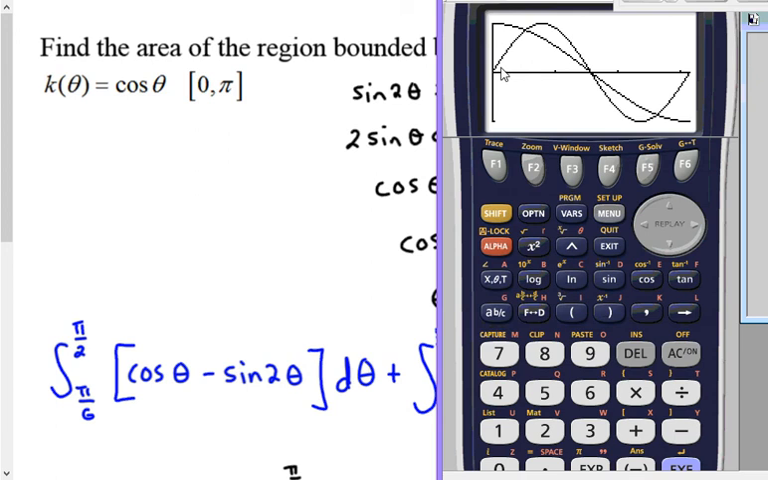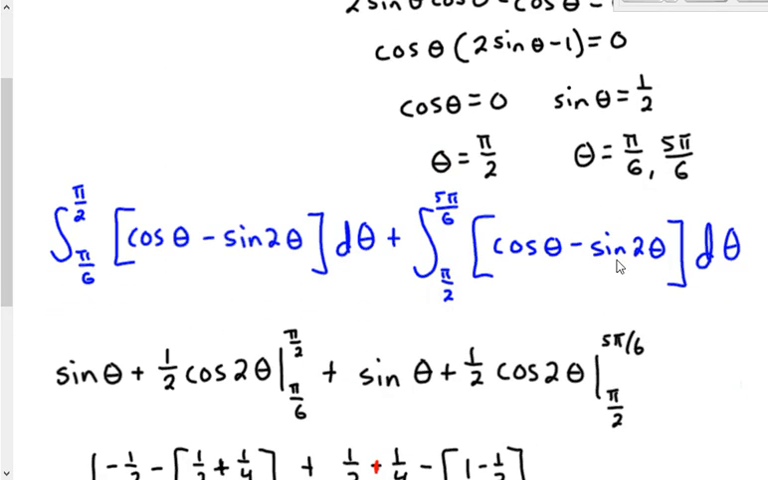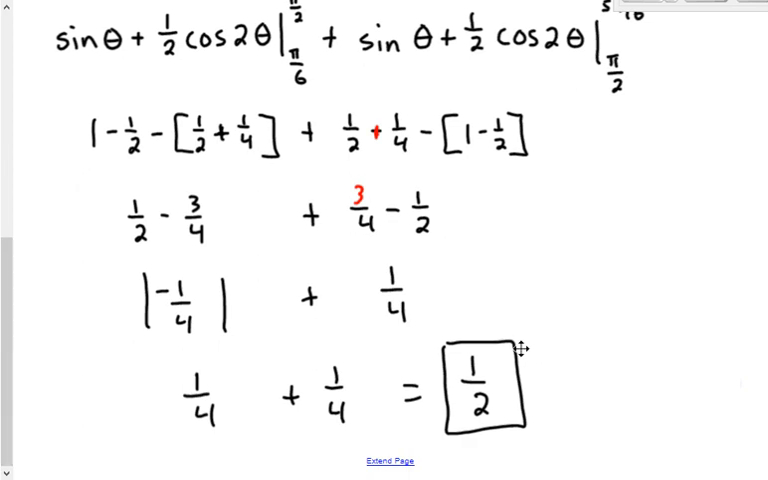Okay, here's the sine of 2 theta. Here's where they intersect first at the pi over 6. Sine of 2 theta is above the cosine. That's why when we did this integral here, we got a negative. But then the cosine's above the sine. So when we did this, we should have got a positive answer. And we wind up with 1/2.